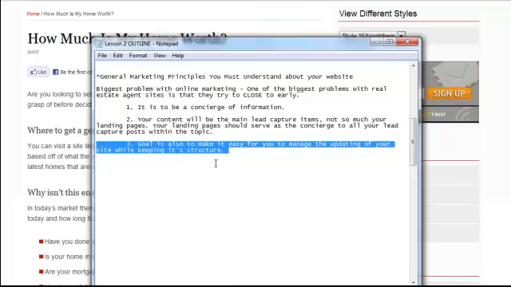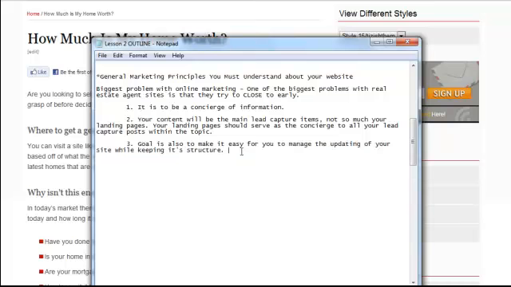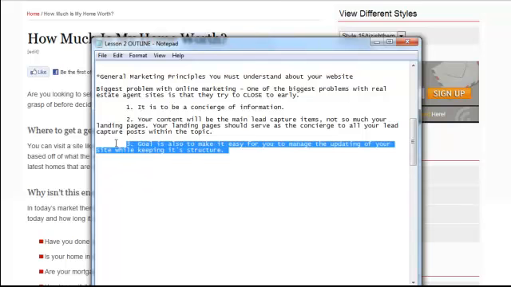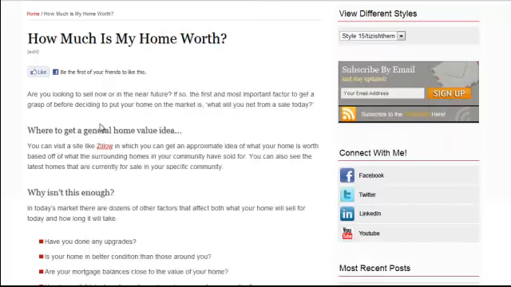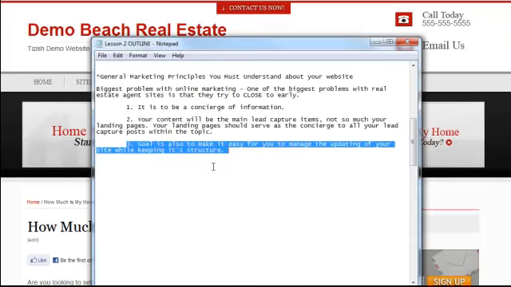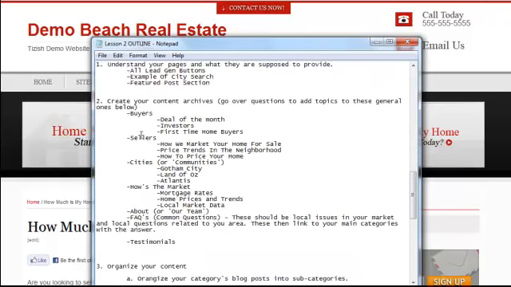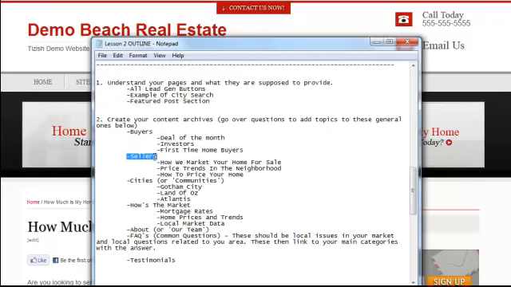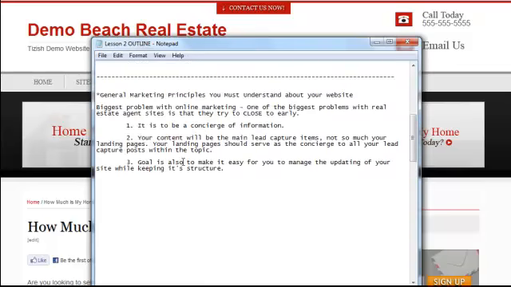So the third and final point about the marketing principle of making your lead capture pages like a concierge is that it makes it easy for you to manage the updating of your site while keeping it structured. Here's what I mean, and you're going to have these exact points. When you have your content, your archives, your categories made, and we're going to come to this shortly, section 2, where I explain the different categories you should have, this is going to pretty much cover all the topics you're going to be talking about on your website. So when you create them as concierge-type pages versus simple one-page lead capture pages, this makes it easy for you to update and manage your content.